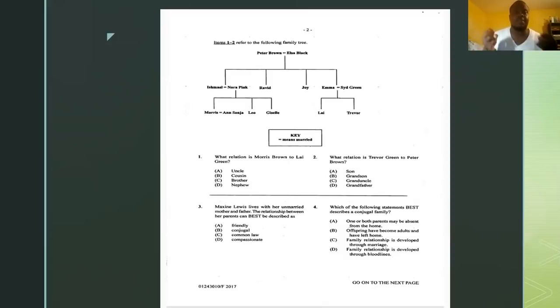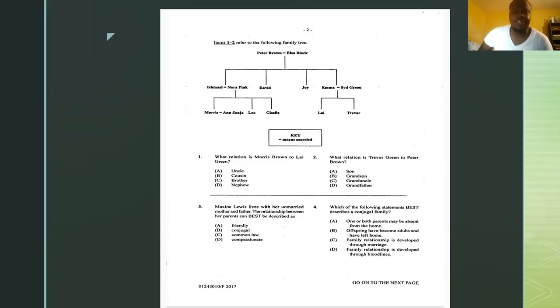Good. So this is an example of a family tree. So what relation is Morris Brown to LA Green? A, uncle. B, cousin. C, brother. D, nephew. So the answer is B, cousin. Correct. What relation is Trevor Green to Peter Brown? Is he a son, a grandson, a granduncle, or a grandfather? The answer is B, grandson.